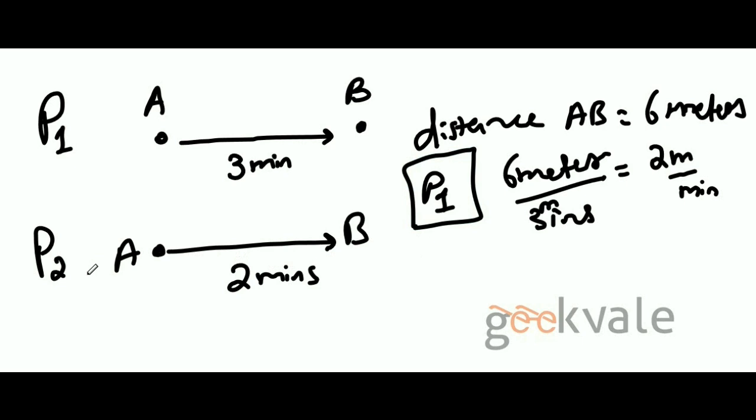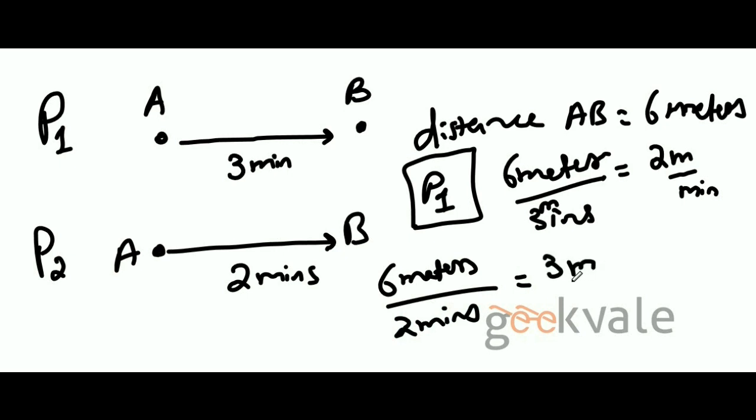Now, person 2 covered this similar distance in 2 minutes. So we can say that he covered 6 meters in 2 minutes, and for that person we can say that he is moving at a rate of 3 meters per minute. Now person 1 is moving at a rate of 2 meters per minute, and person 2 is moving at a rate of 3 meters per minute. Who is moving fast? Person 2.